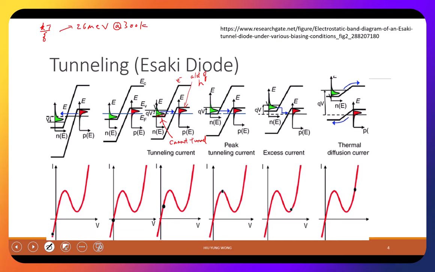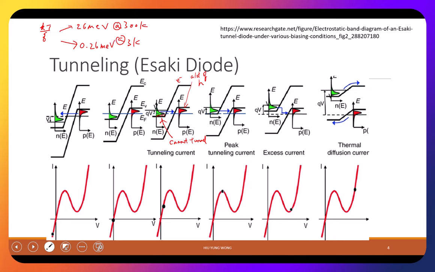Now, what happens if it is at 3 Kelvin? What is the kT over q? Yeah, 100 times less, so it's 0.26 meV. And of course, these are related to the so-called subthreshold slope. This is something important you should know, but nothing to do with the Esaki diode.